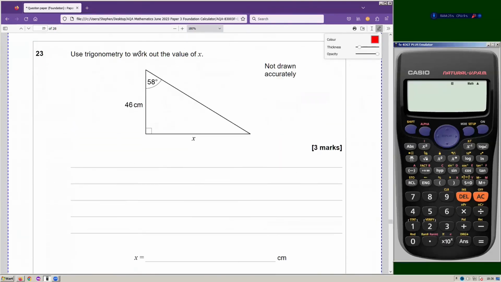Okay. 23. Use trigonometry to work out the value of x. Well, it's a right angle triangle. We use either Pythagoras or SOHCAHTOA. And for Pythag, we need two sides, which we don't have. So we have to use SOHCAHTOA. So you're bound to get a mark just for putting, I think, down SOHCAHTOA.